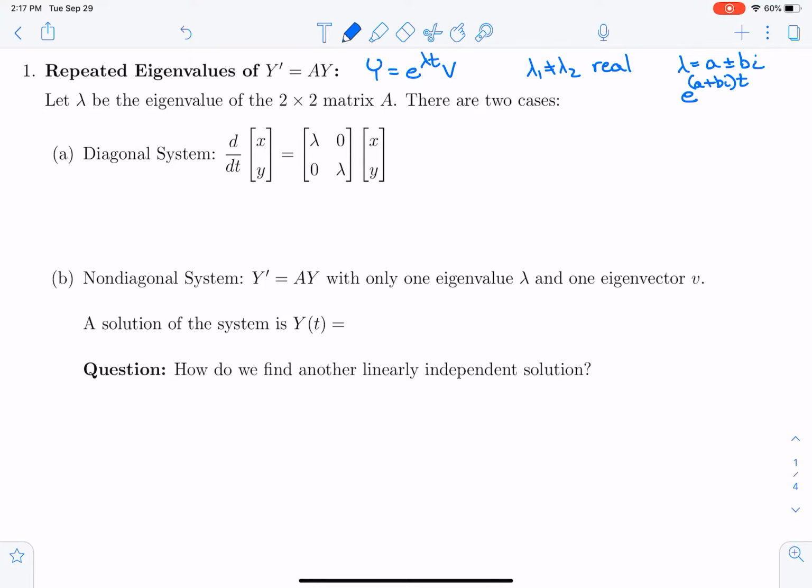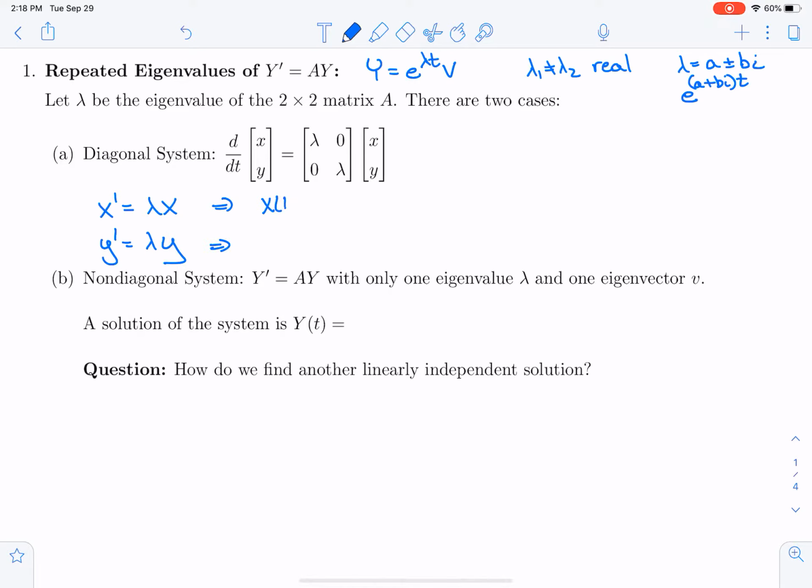So we have d/dt of the vector x, y is equal to the matrix lambda 0, 0 lambda times the vector x, y. And what we really have here, if we write out each equation individually, is that x prime equals lambda times x and y prime is equal to lambda times y. Both of those equations are decoupled, meaning that x does not depend on y and y does not depend on x. So we can actually just solve these two equations individually.